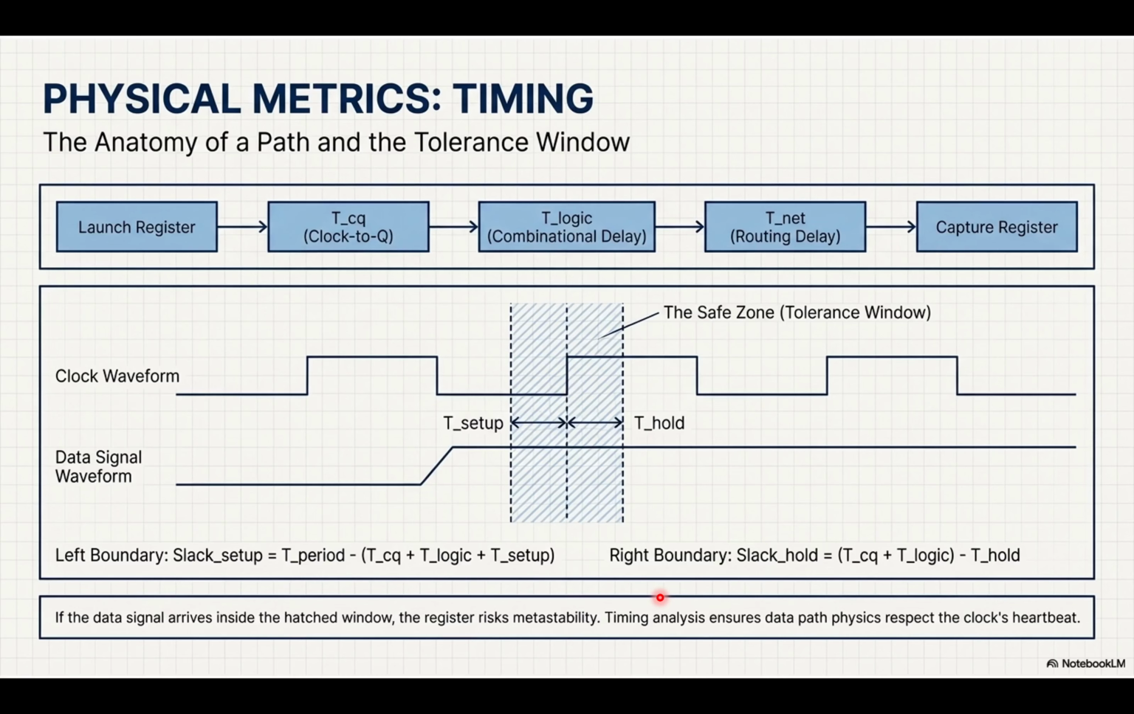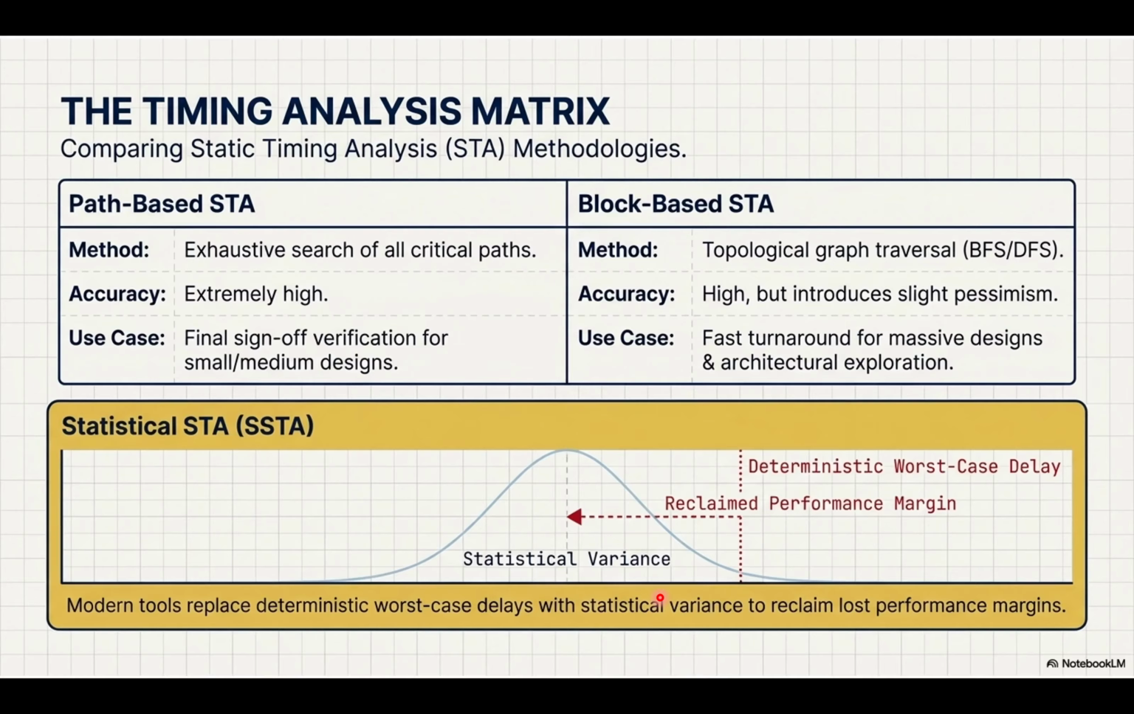It assumes the absolute worst-case scenario for every component along the path. Because of manufacturing variances. Right. Some transistors are a little faster, some are slower. Exactly. And assuming the worst for everything leads to massive over-engineering. You burn extra area and power for no reason. So we use statistical STA instead, SSTA. Yes. SSTA treats those delays as probability distributions. It's a much more realistic picture.